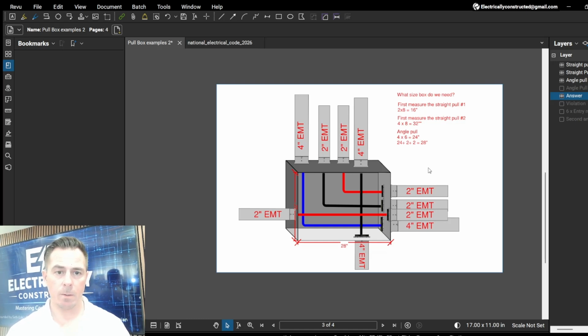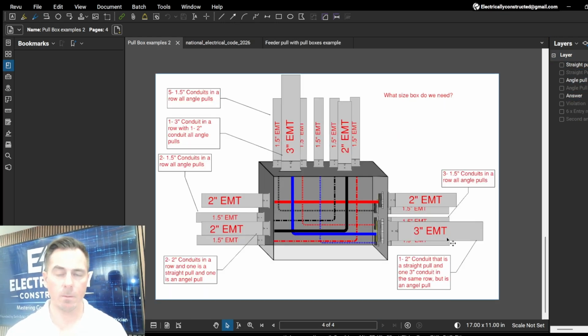All right, hopefully you got that right. Hopefully this is making sense to you. I'm going to give you one more question here. All right, here's our final question of the day. What size box do we need to use for all these conduits coming into it? All right, I have it all written down here. I'll let you guys go over it. You can pause the video.